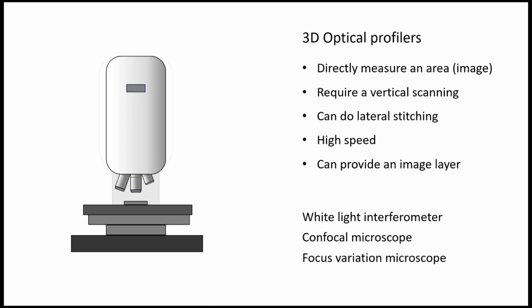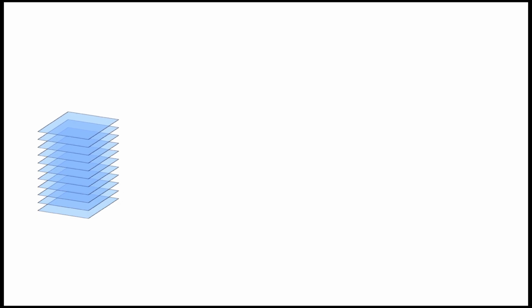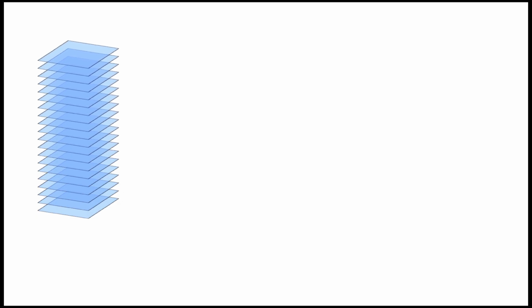Each point's height is determined through vertical scanning. The instrument captures a stack of images while moving along the z-axis, and a reconstruction algorithm determines the height from intensity variations. This method enables fast surface acquisition with high vertical resolution.